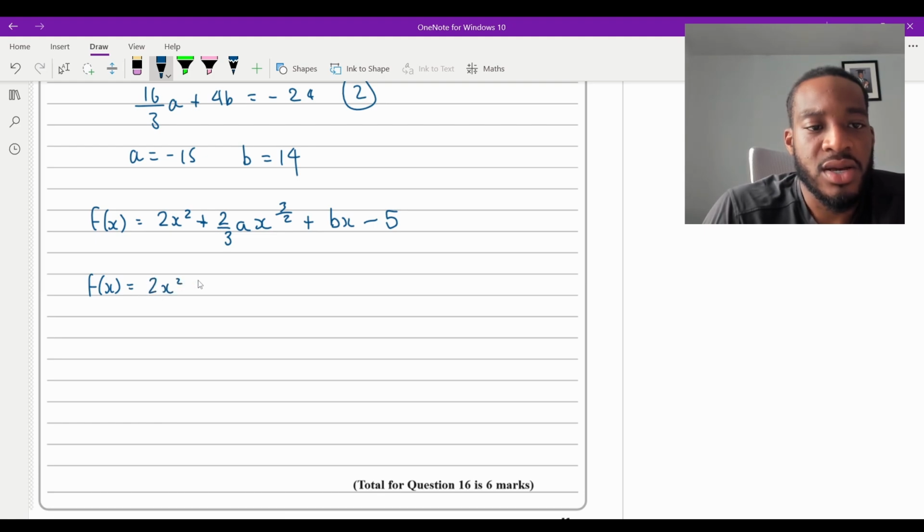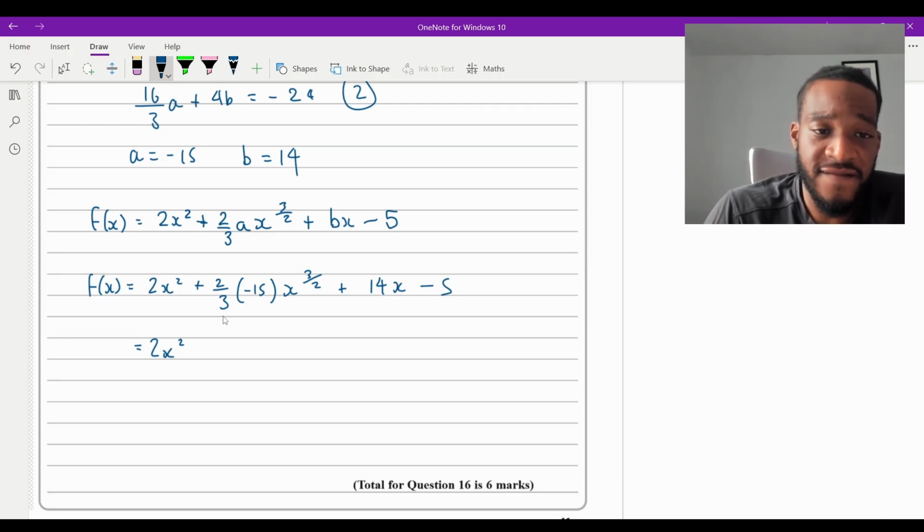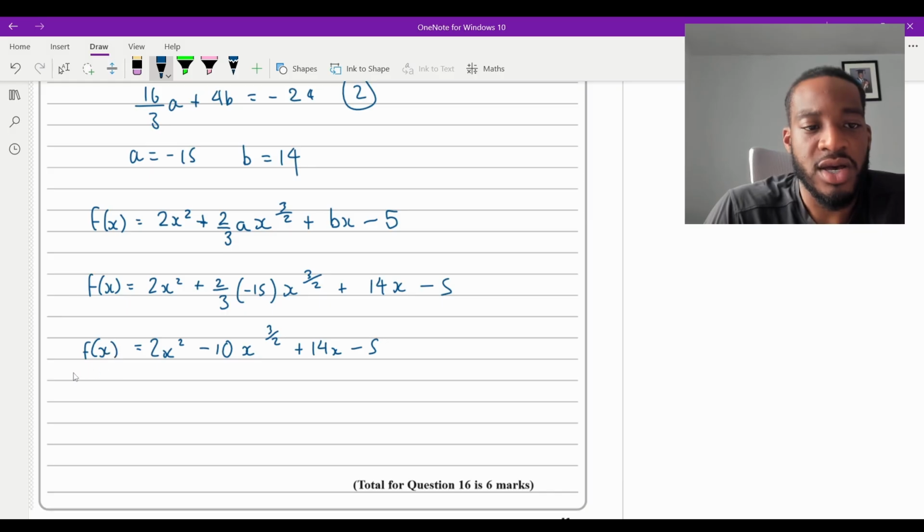2x squared plus 2 over 3 times by -15. That's a. x to the 3 over 2 plus 14x minus 5. And then that will give me 2x squared. What's that? -15 over 3 is -5. Times that by the 2, that's going to be -10. You can punch this into your calculator as well. So you get that there. And then you got 14x minus 5. So therefore, this is our final answer in its simplest form.